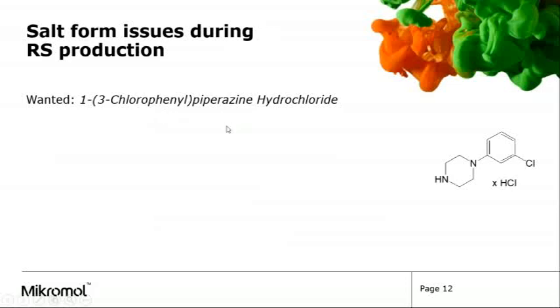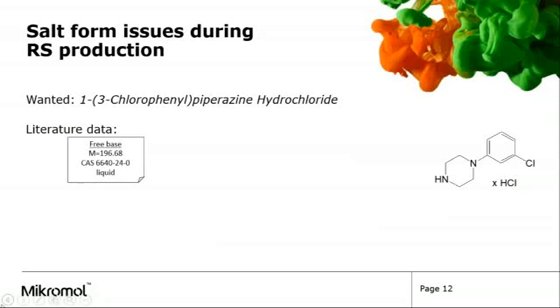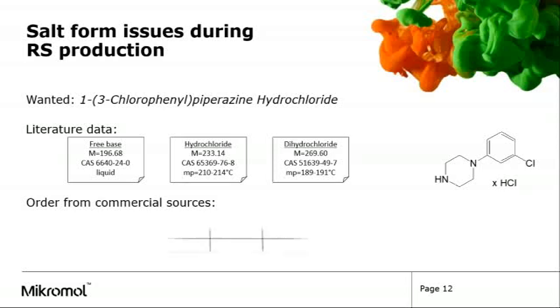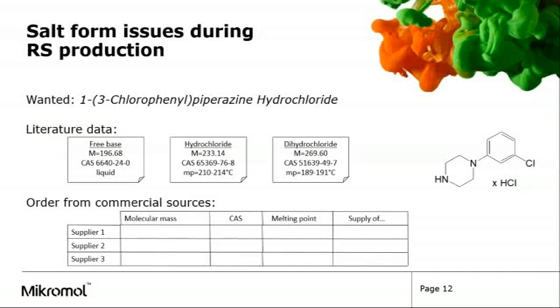So in this case, for the chlorophenylpiperazine hydrochloride compound shown here, we have several possibilities. From the literature, we could have the free base, which is actually a liquid with this molecular mass. The hydrochloride salt, as illustrated, has, of course, a higher molecular mass and a melting point of 210 to 214. And the dihydrochloride has an even higher mass, and actually the melting point is a little lower.